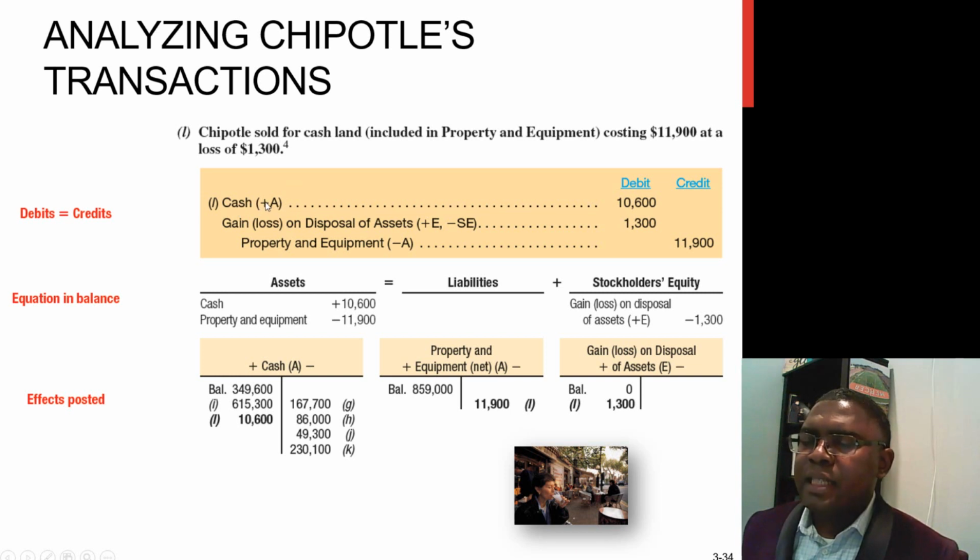We have cash. Cash is an asset. Asset is increasing. It takes a debit balance. The loss on disposition of asset is an expense. Expense is increasing. When expense is increasing, it takes a debit balance. And then property and equipment is an asset that is reducing because the land is sold off. When an asset is reducing, it takes a credit balance. After we journalize this transaction, we ensure that the balance sheet equation is balanced, and then we post them to their respective T accounts.